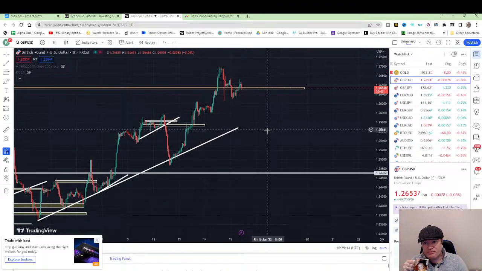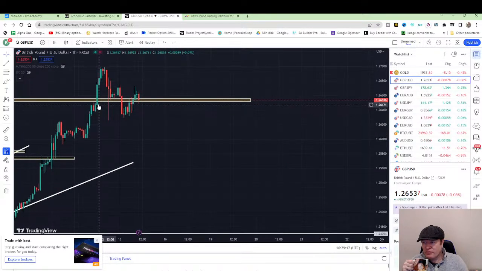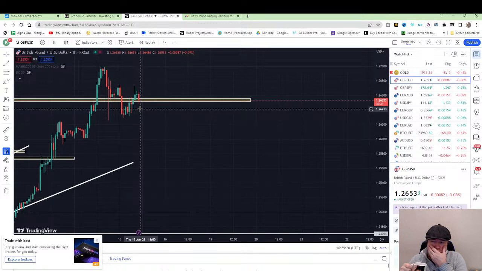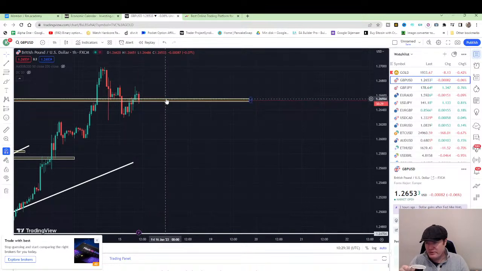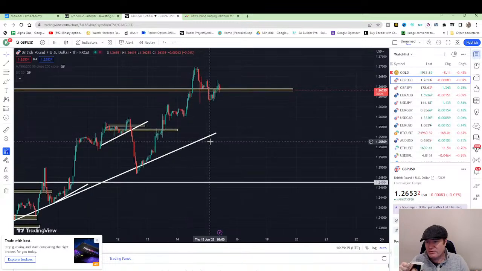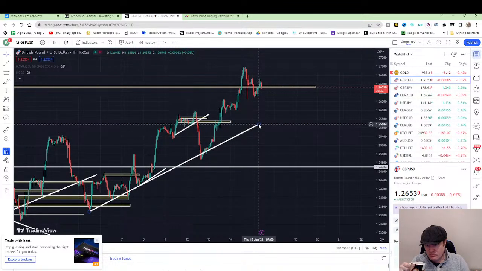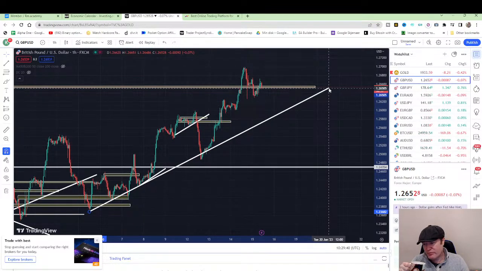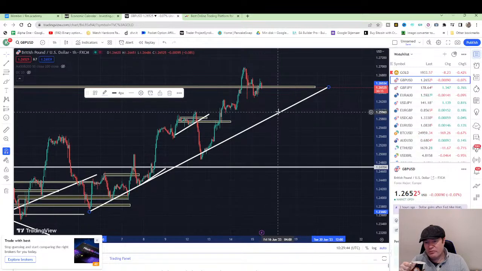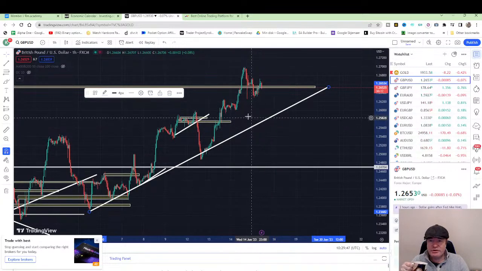GBP USD, we can see we broke up above this support. It was tested, we broke down. Then we had the 3 test and we broke up, and now we have 1 test. I don't feel this support, now resistance turned support, seems that strong to me. The overall trend line, we can say it's around here. So I would rather wait till we come down to this line. I will stay patient in the market.